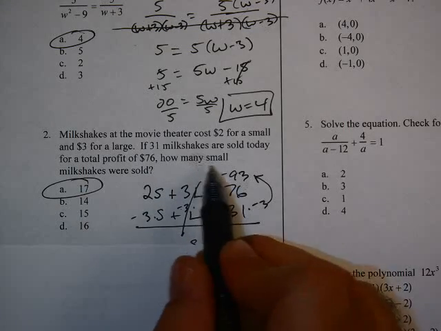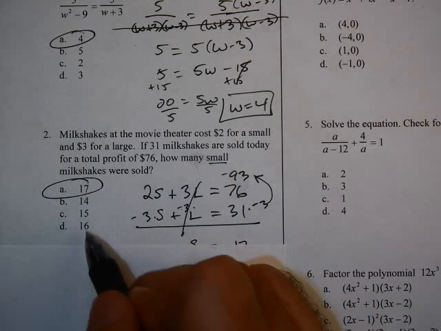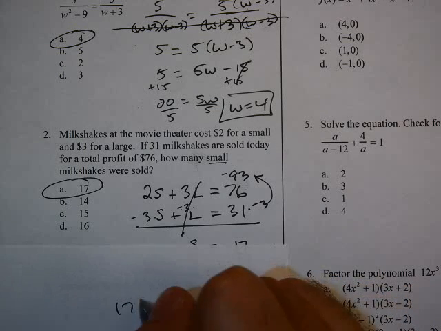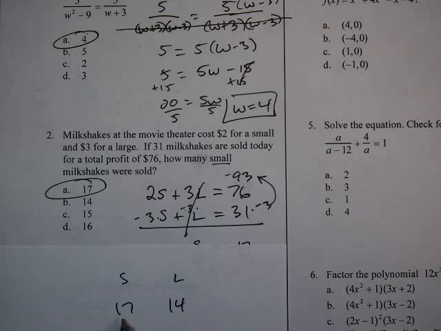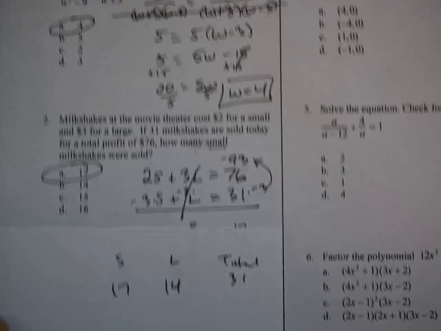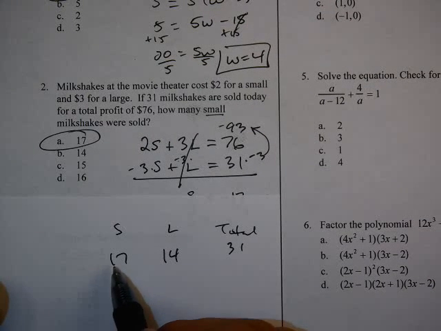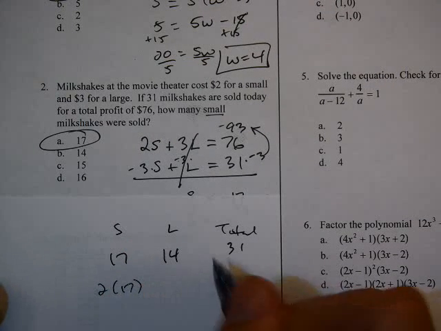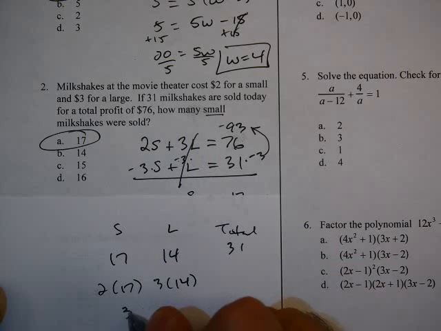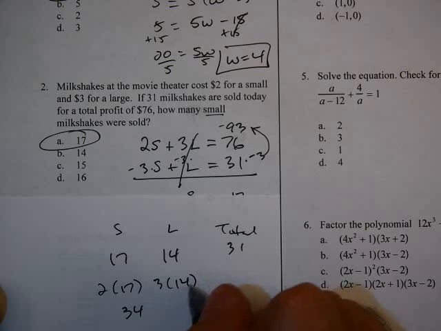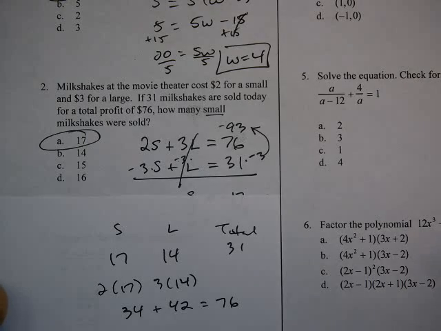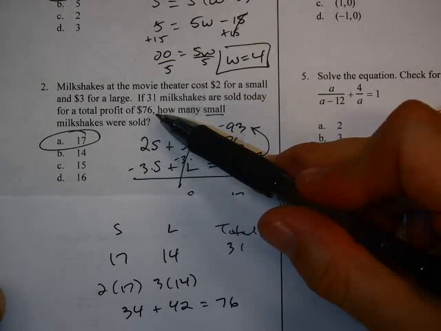if the question's asking about small milkshakes, so these will be all the small. Now if you have 17 small, that means you have to have 14 large, because remember that these have to add up to the total of 31 milkshakes. Now if there's $2 for each small, I'm going to take 2 times that, $3 for each large, 3 times that. 2 times that is 34, 3 times that is 42, and I add these, I get 76, and there's the dollar amount that they mentioned earlier, $76.